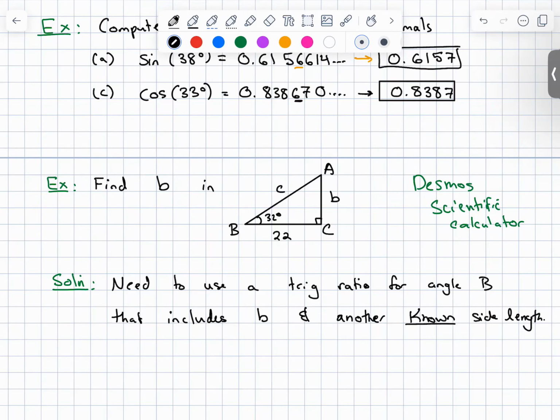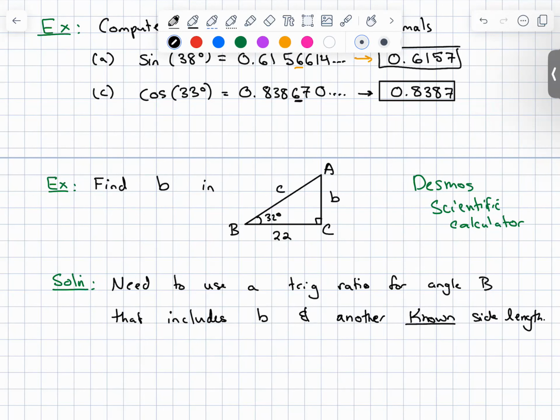Write that down and then I'll explain what I mean there. So we need to use a trig ratio that, for angle B, because we're using angle B, includes B, because otherwise we won't be able to set up an equation that solves for B. If we don't have lowercase b in it, there's no way to solve for B. And then another known side length. So if we knew what C was, we could use C, but we don't.